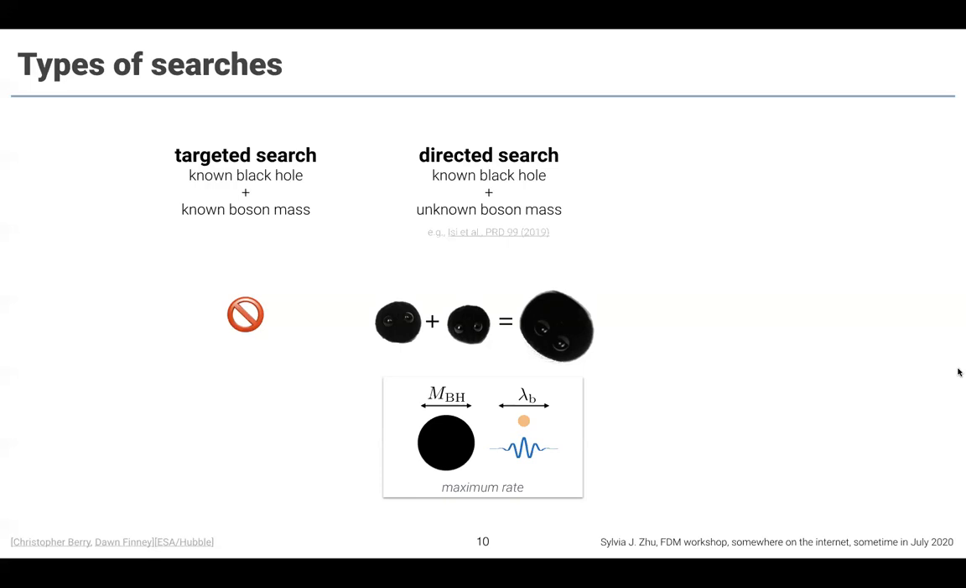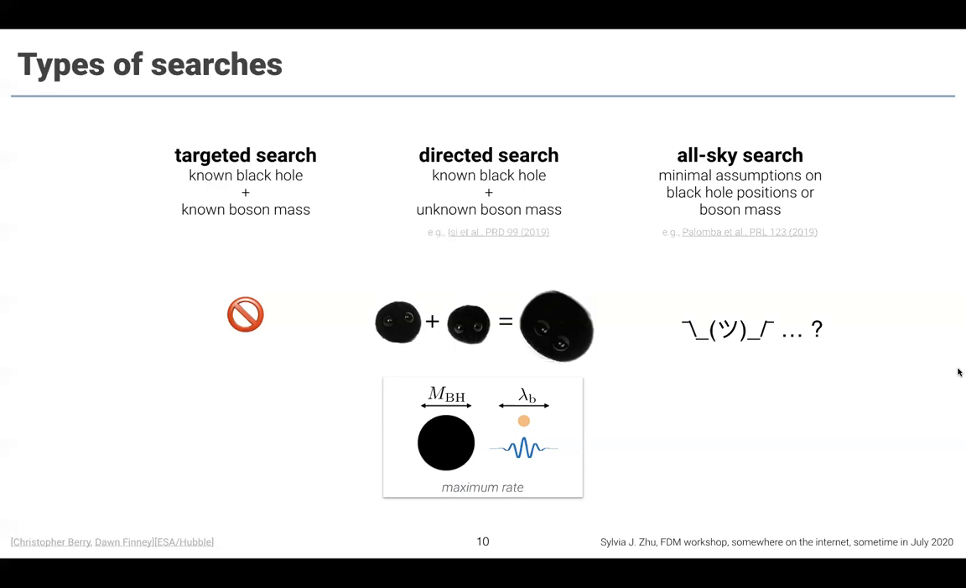It's because, as I said before, the superradiance rate is really maximized if the sizes of the boson and the black hole are similar. So even though it gives you a wider range of bosons you can test, it still limits the mass range. So what we're left with then is an all-sky search where you make minimal assumptions on the black hole positions or on the boson mass.